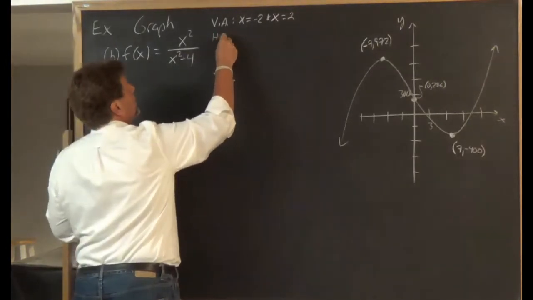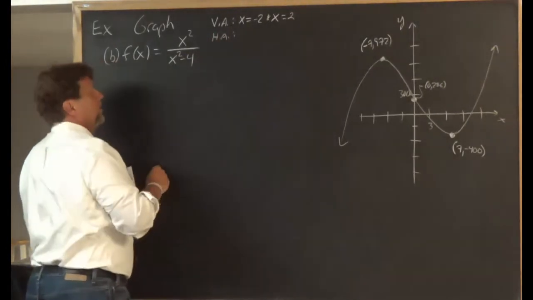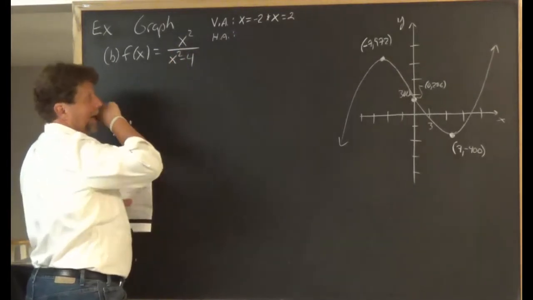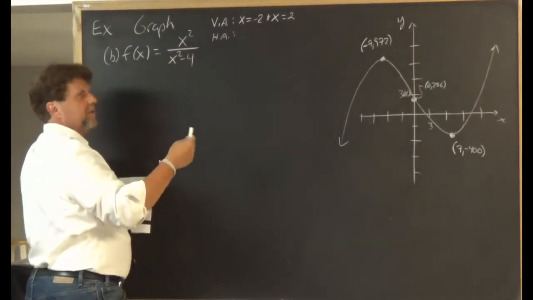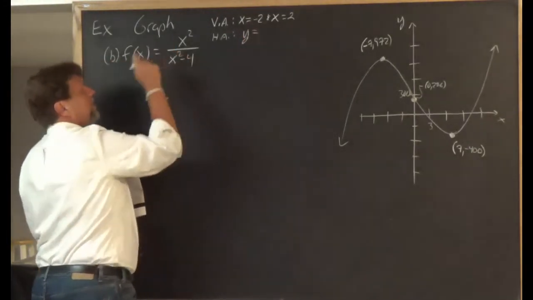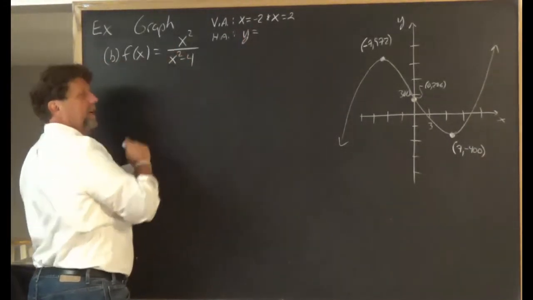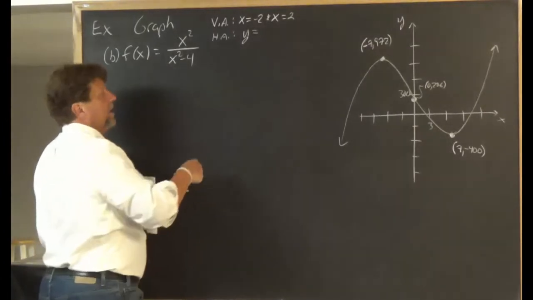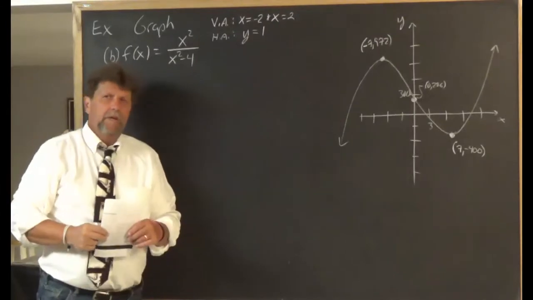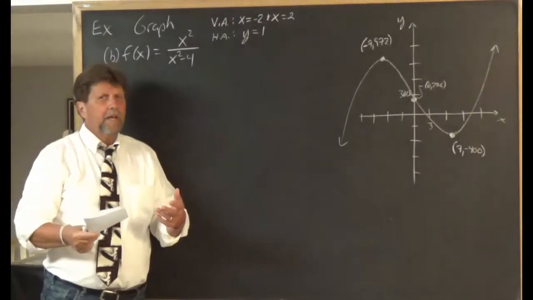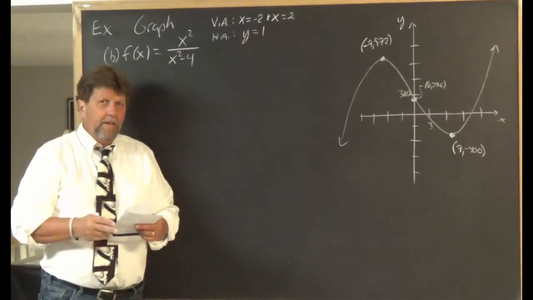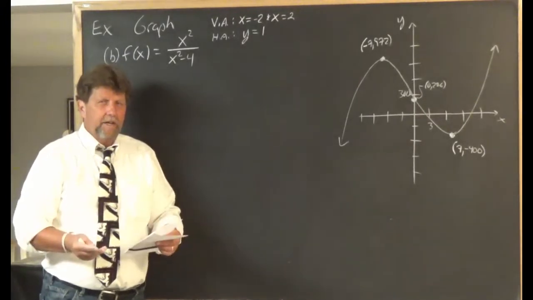Similarly, there's a horizontal asymptote. Well, the degree of the numerator is the same as the degree of the denominator. So the horizontal asymptote is the line y equals leading coefficient of the numerator over leading coefficient of the denominator. 1 over 1 is 1. So we know there are horizontal asymptotes and vertical asymptotes. Well, I've gotten you started on this one.